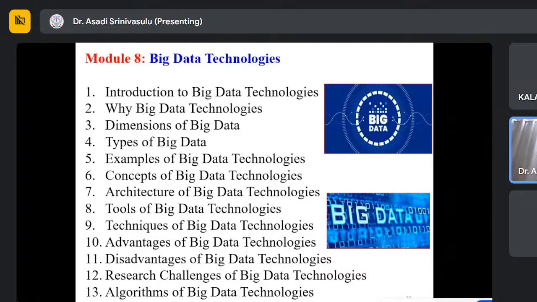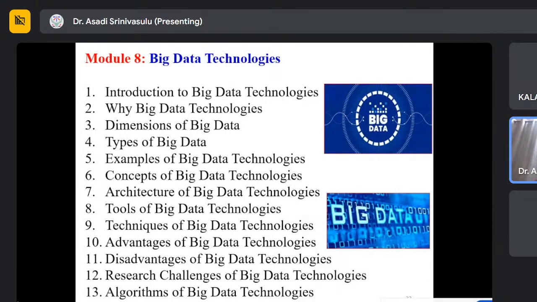That's why we are going for high computing frameworks like Hadoop and Spark and MATLAB, Hive, HBase, Zookeeper, various tools we are using in order to process the huge volume of data. What are the dimensions of big data? Volume, velocity, variety, veracity. There are 7 more Vs also presented like value, validity, viscosity, and variability, etc.